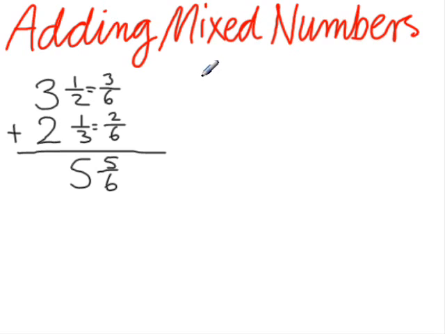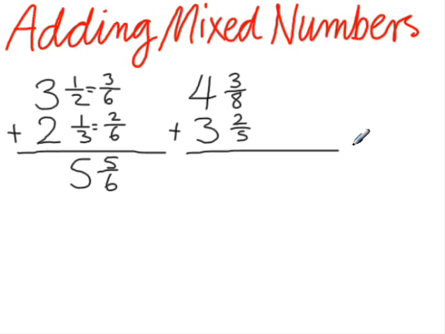Let's take another example. 4 and 3/8 plus 3 and, let's make this 2/5. See if it'll make it a little harder for us. Okay, common denominator, 40. That's the smallest number that both 8 and 5 will go into. It just so happens that 40 is also 8 times 5.